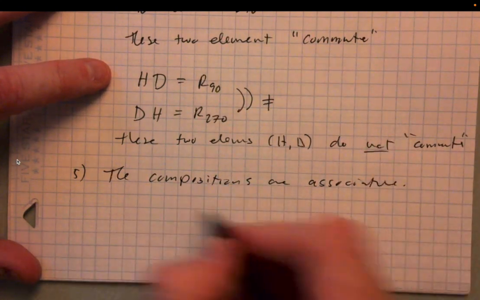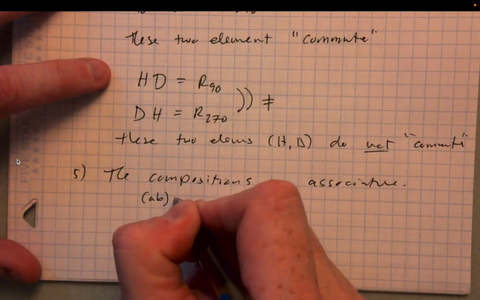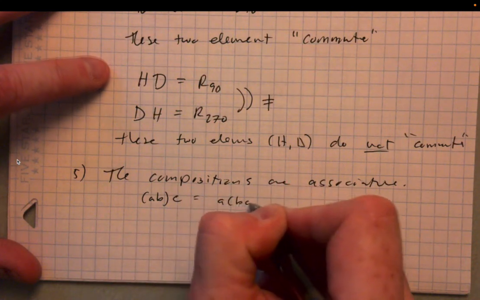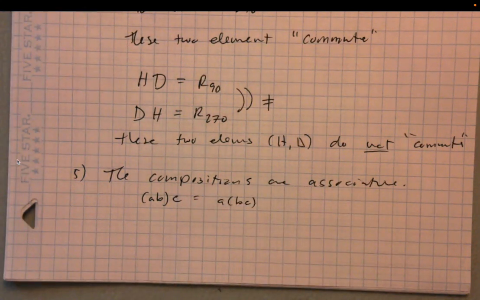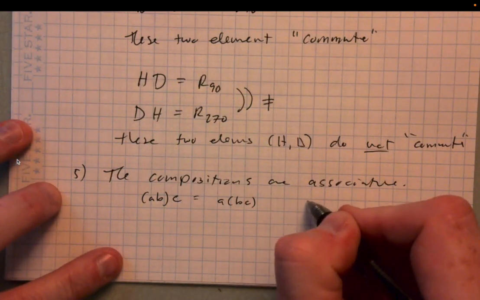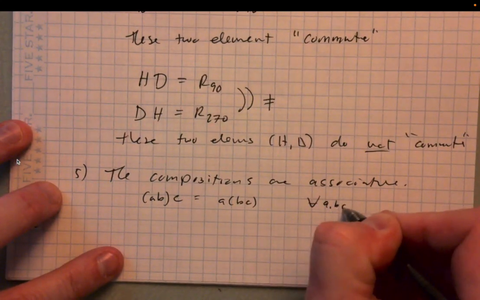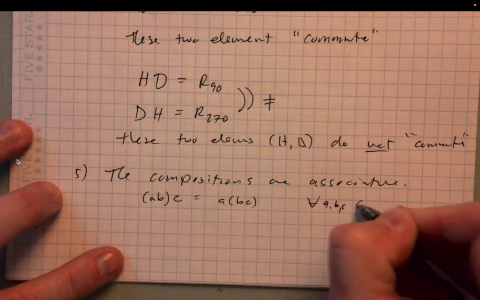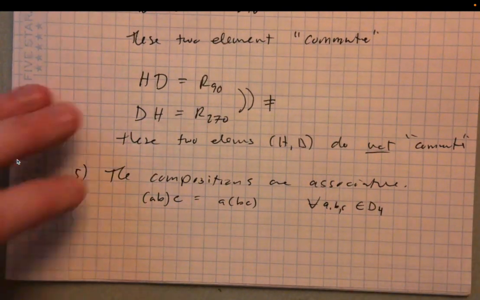right? So when I say associative, I mean (AB)C equals A(BC). Right, and so this is actually true for all A, B, C in the dihedral group D4. All right, let's see an example or two of this. We won't be able to check everything, obviously, but I can point to some examples.